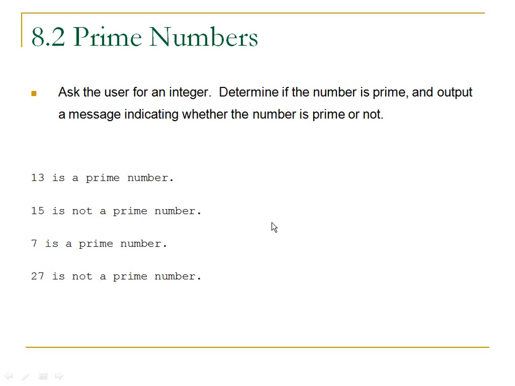So let's think about this problem. We have a spec now that says ask the user for an integer and determine if the number is prime, and output a message indicating whether the number is prime or not. So 13 is a prime number, 15 is not a prime number. Remember that a prime number has factors only of 1 and itself. So it's not just that they're odd numbers, it's that they don't have any factors except 1 and itself.